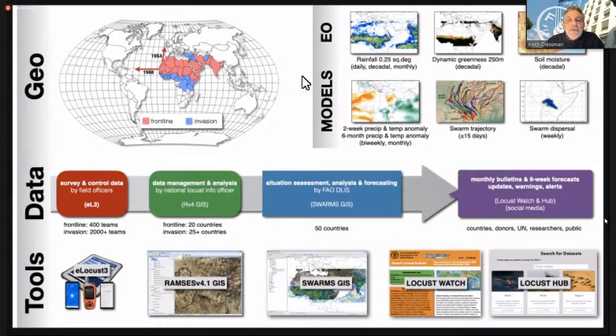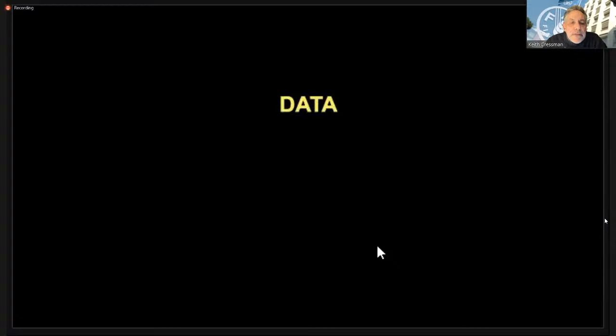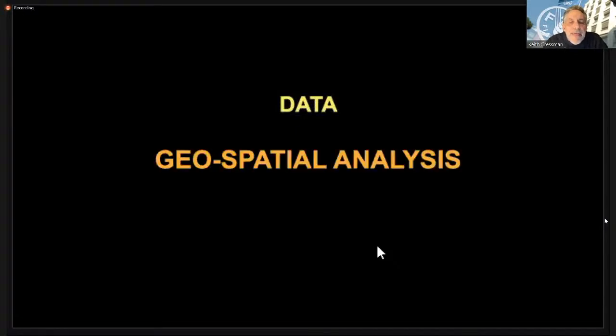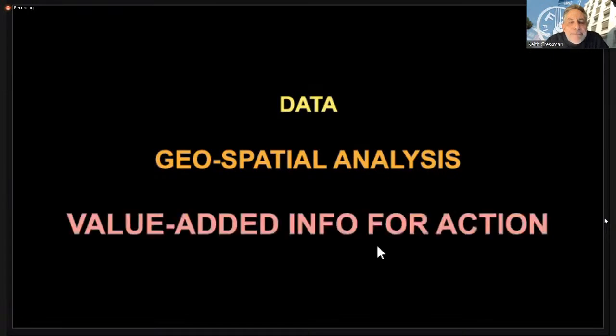So let me try to explain some of the basic components of our early warning system. First, it relies on data, as I mentioned. That data is then analyzed geospatially using a geographical information system. It adds value and provides information for action.